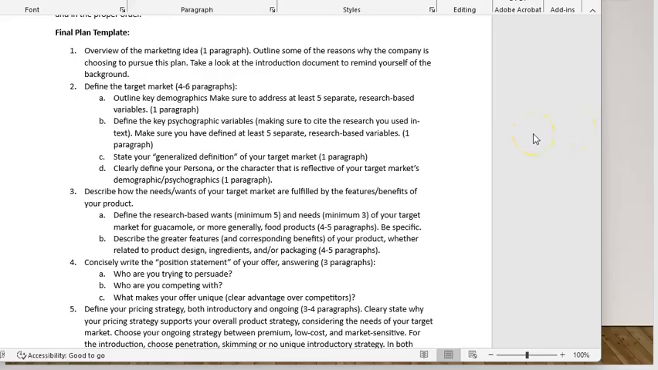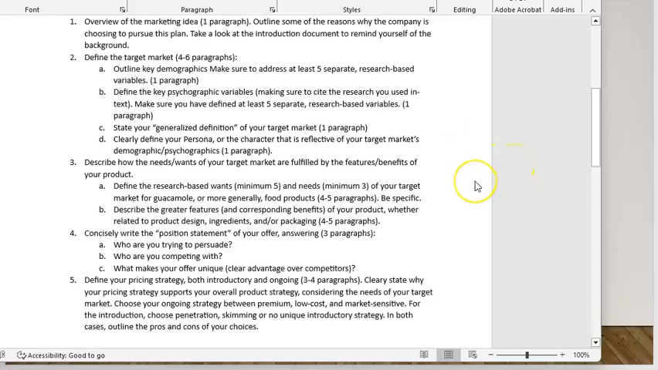You're going to outline your key demographics. Make sure you address at least 5 separate research-based variables. Psychographics, same thing. You're going to look at 5 of them. Make that into a paragraph. You're restating what you've already said, so it shouldn't be too big of a deal. State your generalized definition. As we talked about, you created a working definition of what your target market was to help you do research and things like that. And then you want to define your persona, which you've done at this point fairly extensively, so you should have a pretty good idea what's involved there.